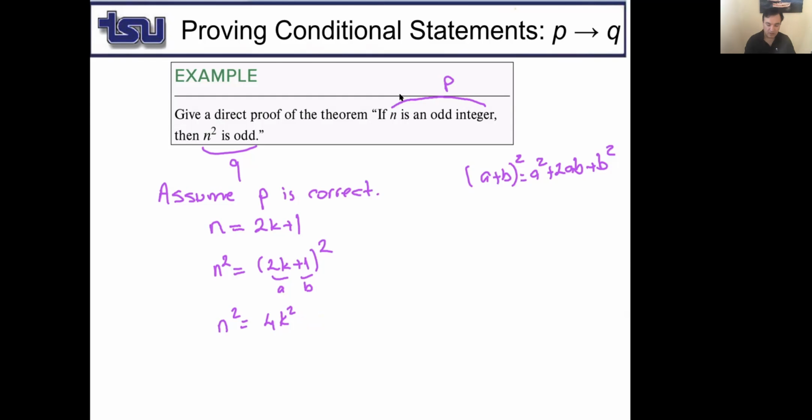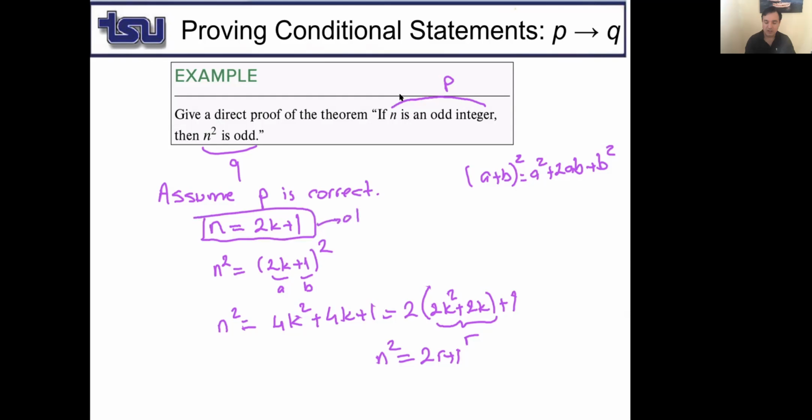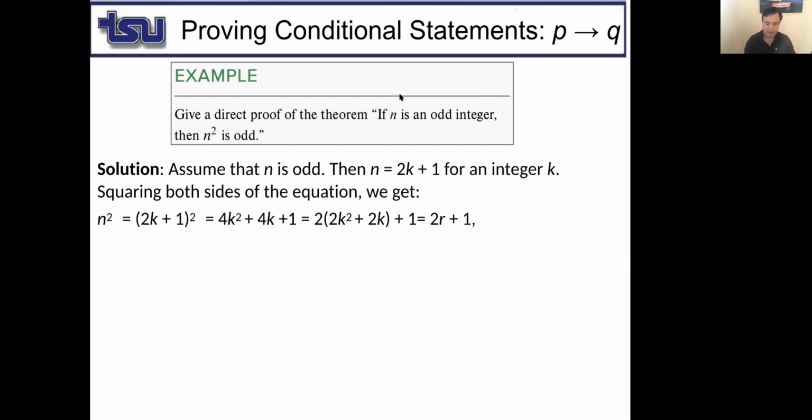As you see, if k is an integer, 2k squared plus 2k will be another integer. Let's call it r. It will be 2r plus 1. As you see here, we started with an n, which was an odd integer. And now n squared turns out to be what? Odd as well. So that's the direct proof.